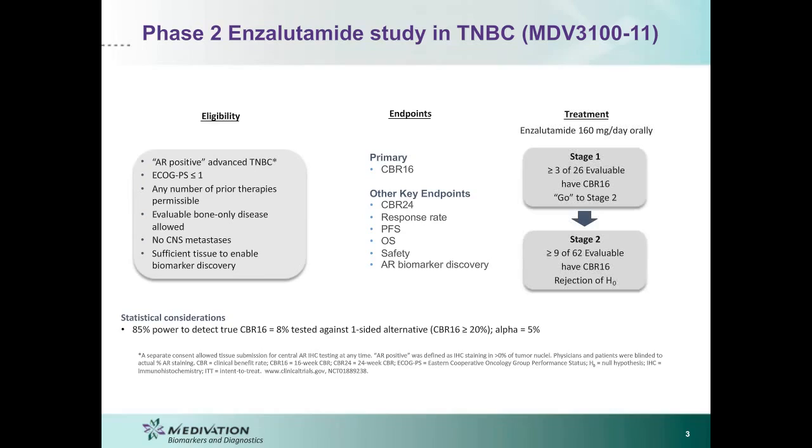This was a single-arm, Simon's design study where in stage 1 we had to see at least 3 of 26 evaluable patients have a clinical benefit at 16 weeks. And if so, progress to stage 2, which the study did. And in that subset, we needed to see greater than a total of 9 out of 62 patients to constitute rejection of the null hypothesis that there is no clear benefit of androgen receptor.